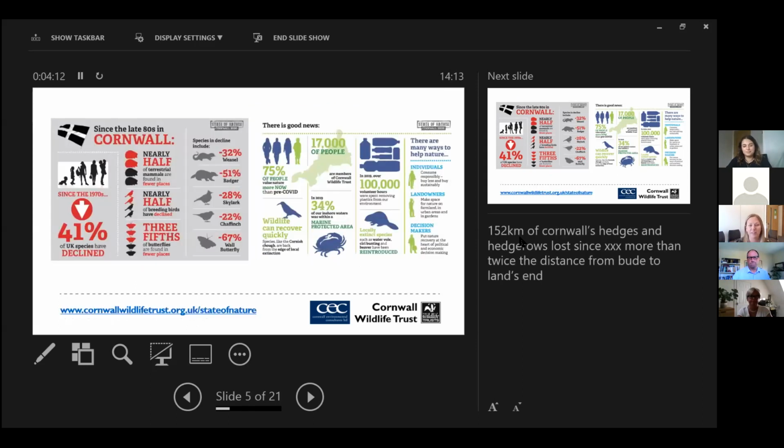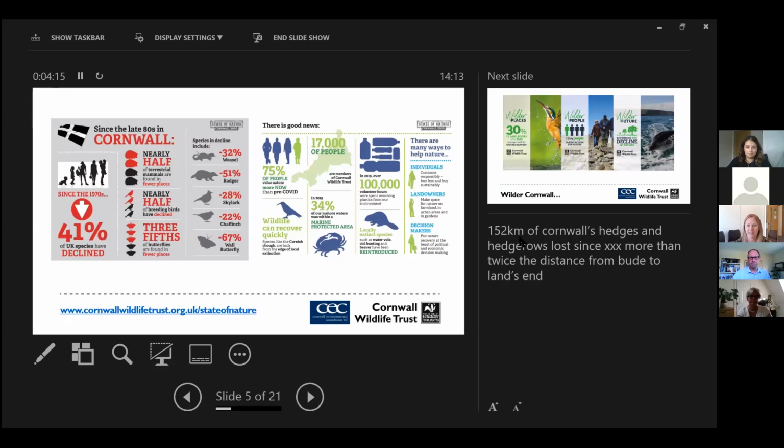However, nature is in decline in Cornwall, and if any of you have been following me on social media or Cornwall Wildlife Trust over the last few days, you might have seen some of the headlines and the detailed findings of the State of Nature Cornwall report, which we published this week in full. We were inspired by a report that was done in 2019, which confirmed that 41% of species in the UK are in decline. And so we wanted to find out what that meant for Cornwall.